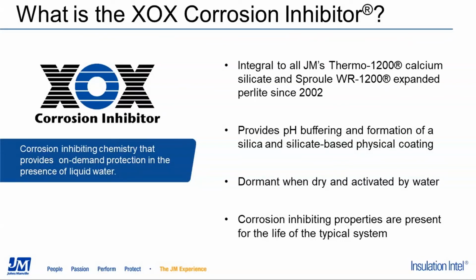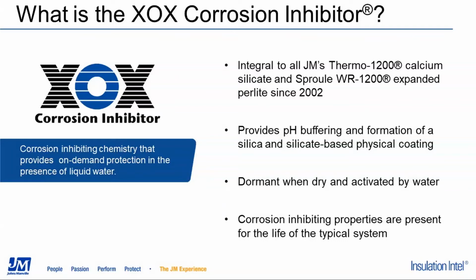There are actually two mechanisms by which the corrosion inhibitor does help reduce the risk of corrosion and the rate at which it might occur. The first is by providing a pH buffering effect, and the second is by the formation of that silica and silicate-based coating that Mary Beth has described, and we'll talk about each of those a bit more.